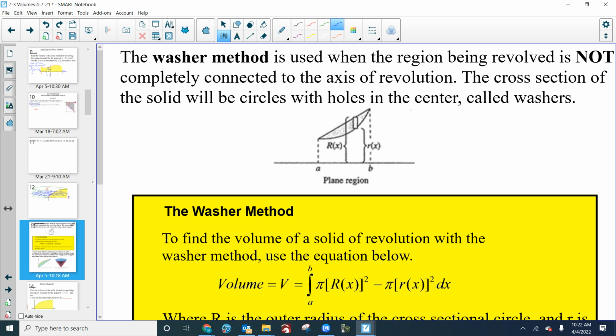Do we agree that cross sections are still going to be circular, though? They're going to be some sort of circle cross section. So it makes sense that we're going to do a pi r squared. We just need to take away the pi r squared that's empty.